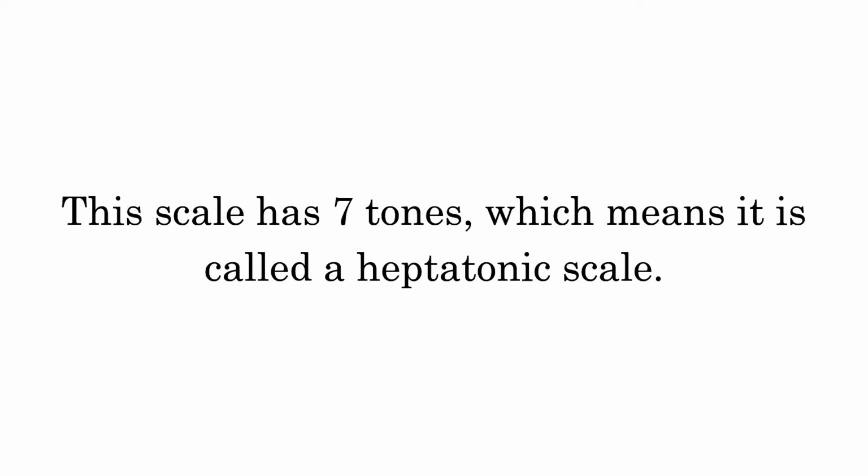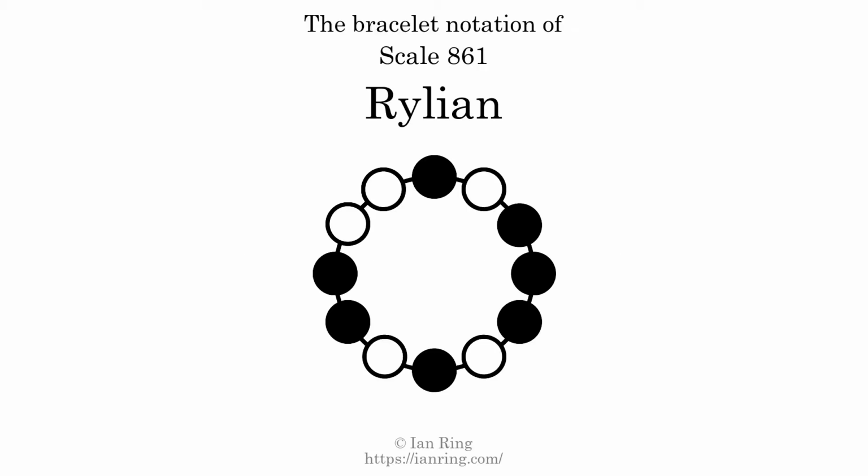This scale has 7 tones, which means it is called a heptatonic scale. This is a bracelet notation diagram of scale 861. The shaded circles represent tones that appear in the scale, and they are read clockwise, starting at the top.